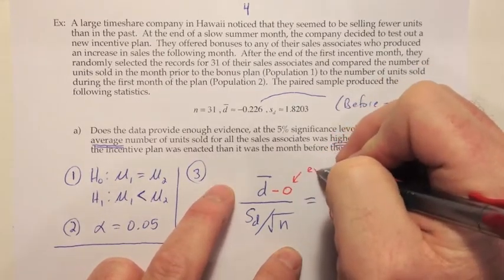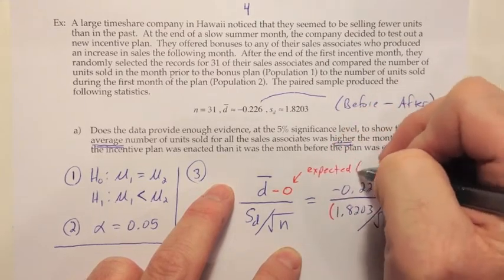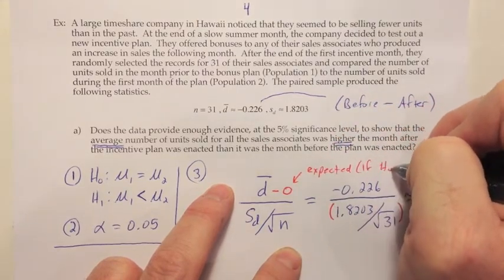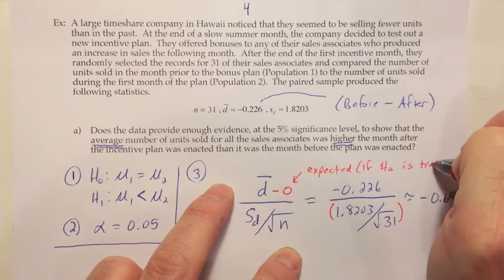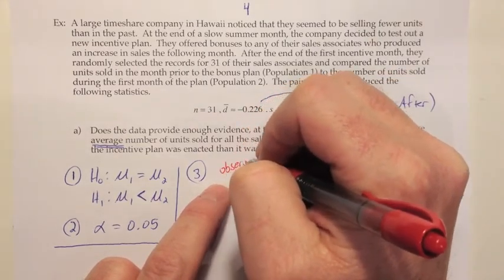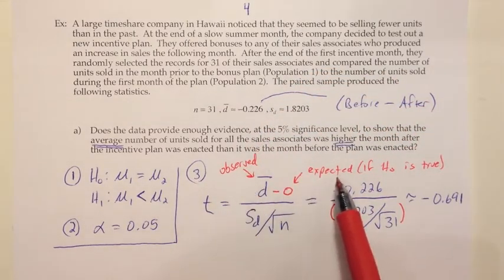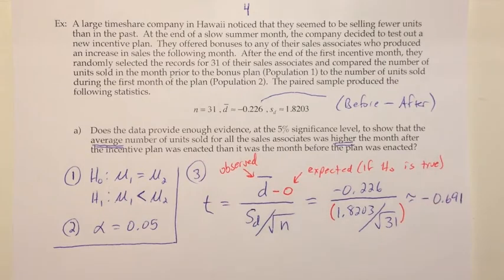So if H0 is true, then I expected that. And then this is what I actually observed. So kind of thinking about that in terms of chapter 10, where you look at something you observed from your sample and what you would have expected to see if H0 is true. We don't bother putting the minus 0 in the calculator because it doesn't change the numbers at all. But the difference between what we observed and what we expected is less than 1 standard deviation, so that's not very strong evidence against H0.